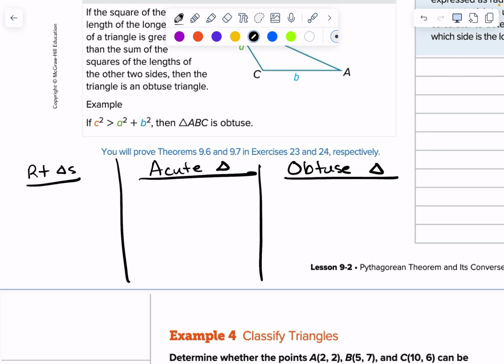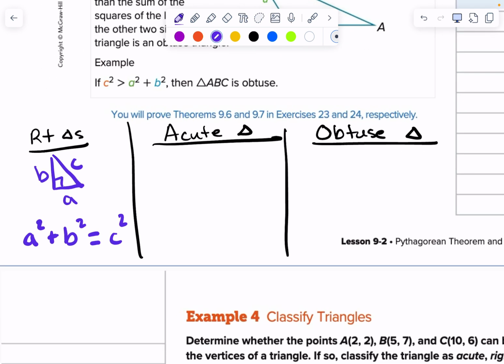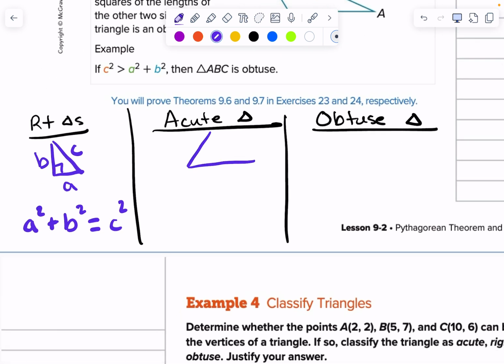If you have a right triangle right here, like A, B, C, it will be true that A squared plus B squared is equal to C squared. If it is a right triangle, that will be true, hands down, 100%. Okay, here's the deal. Do you know what an acute triangle looks like? Maybe like an equilateral triangle.